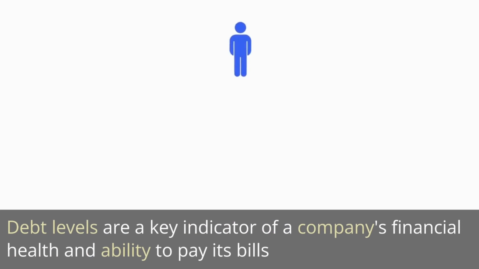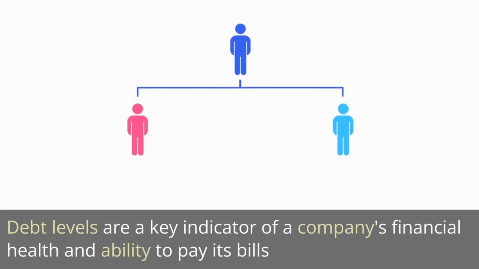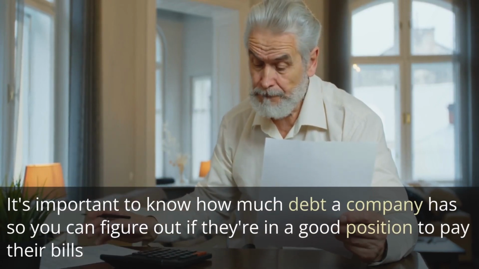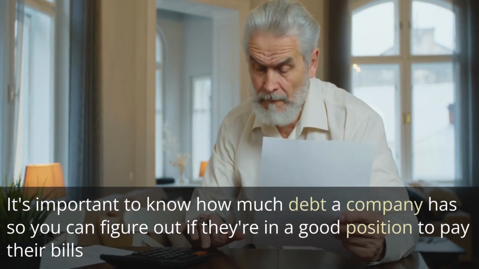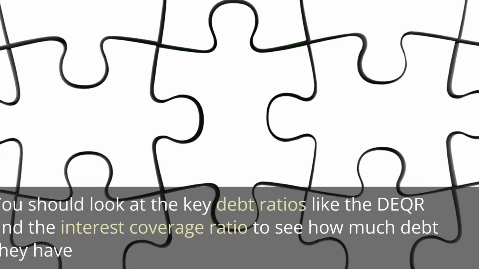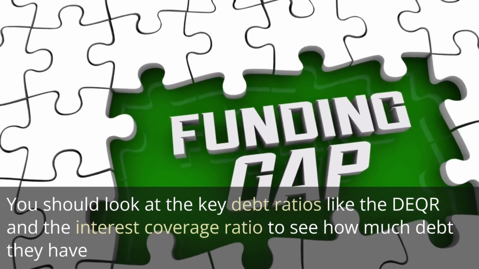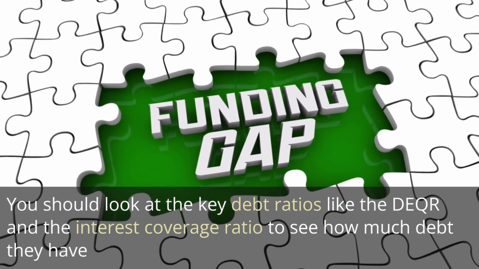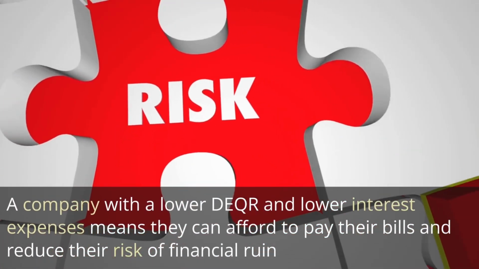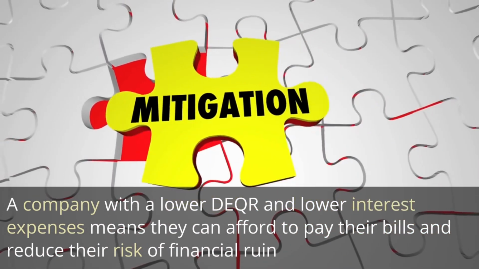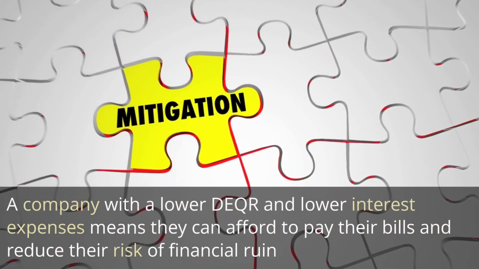Debt levels are a key indicator of a company's financial health and ability to pay its bills. It's important to know how much debt a company has so you can figure out if they're in a good position to pay their bills. You should look at the key debt ratios like the debt-to-equity ratio (DER) and the interest coverage ratio to see how much debt they have. A company with a lower debt-to-equity ratio and lower interest expenses means they can afford to pay their bills and reduce their risk of financial ruin.